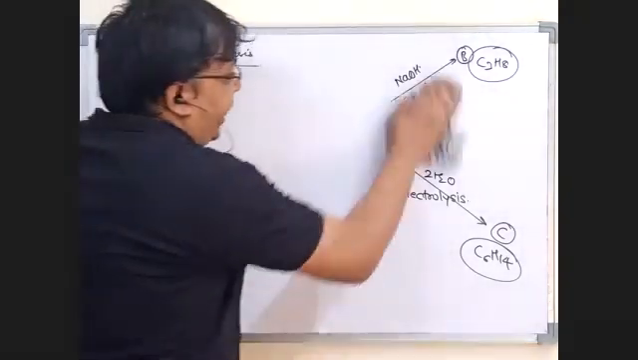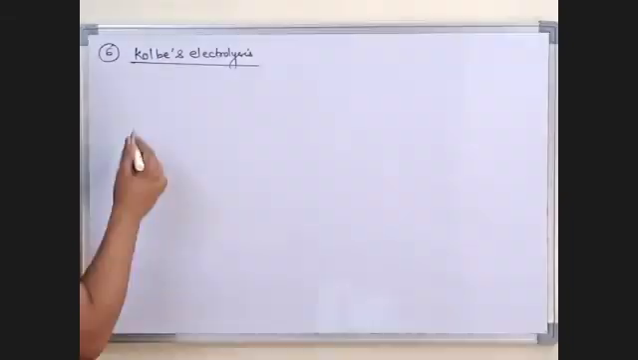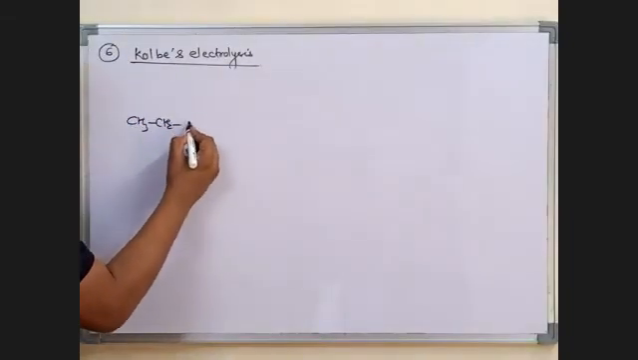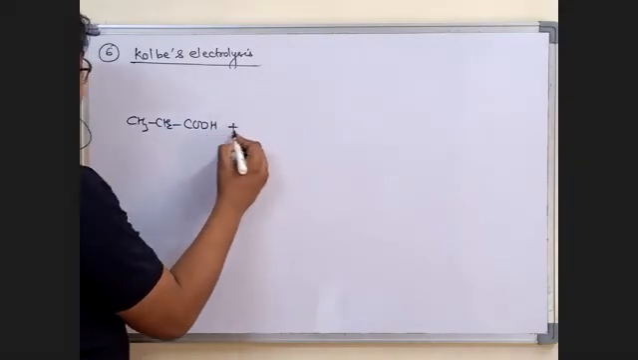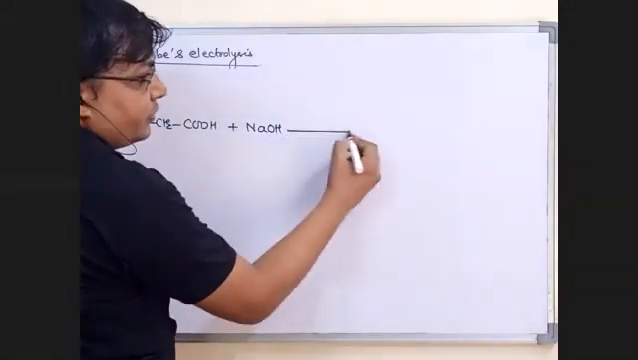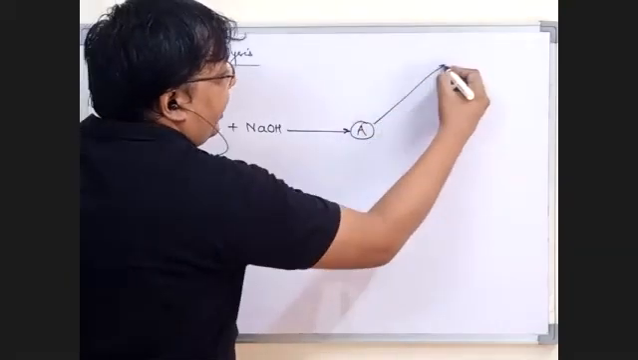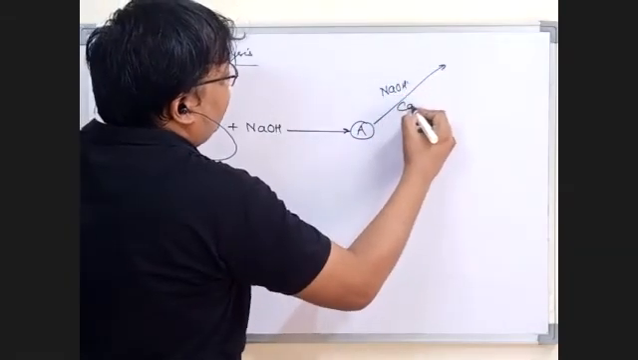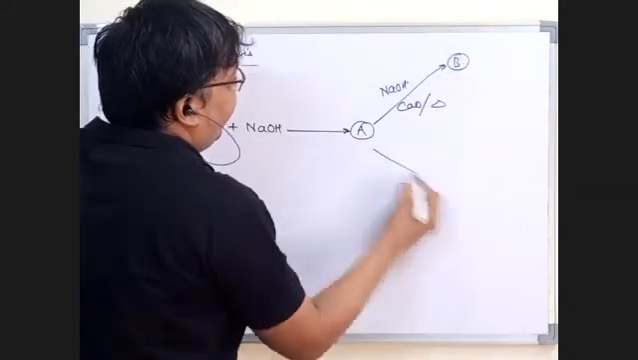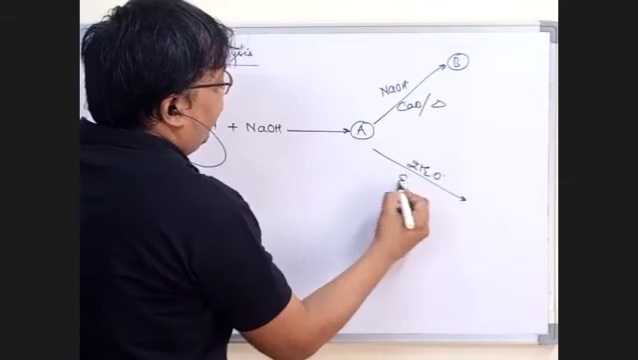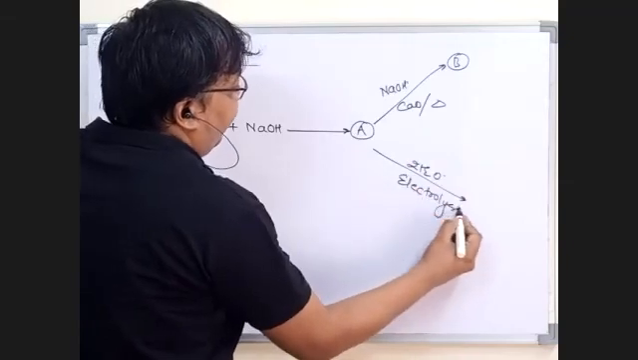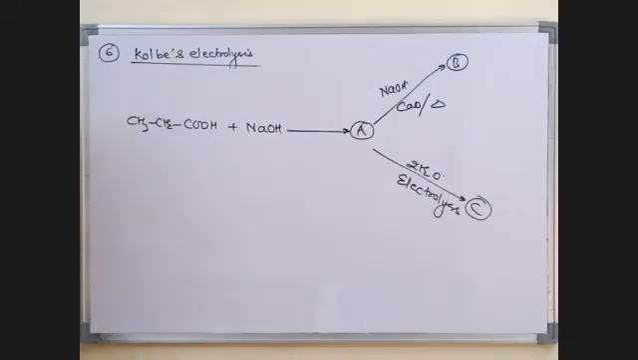Now, reaction number 3. CH3CH2COOH reacts with NaOH to give A. A reacts with NaOH and CaO mixture on heating to give B. It will react with water, electrolysis, to give C. Identify A, B, and C, student. Come on.